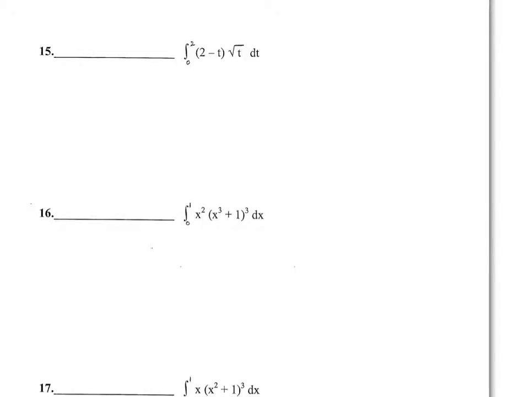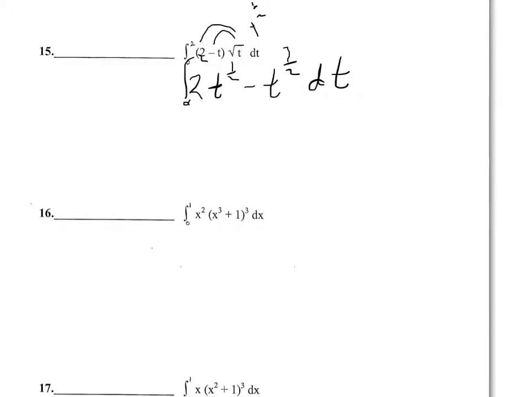All right, let's look at number 15. 15 is actually a little easier than it looks because you can distribute that through that t to the 1/2, or that t to the square root of t to make it t to the 3/2. You can think of it as t to the 1/2, t to the 1/2 power there. So now we have 2t to the 1/2 minus t to the 3/2, and then we can integrate that for dt, and we have to go from 0 to 2.